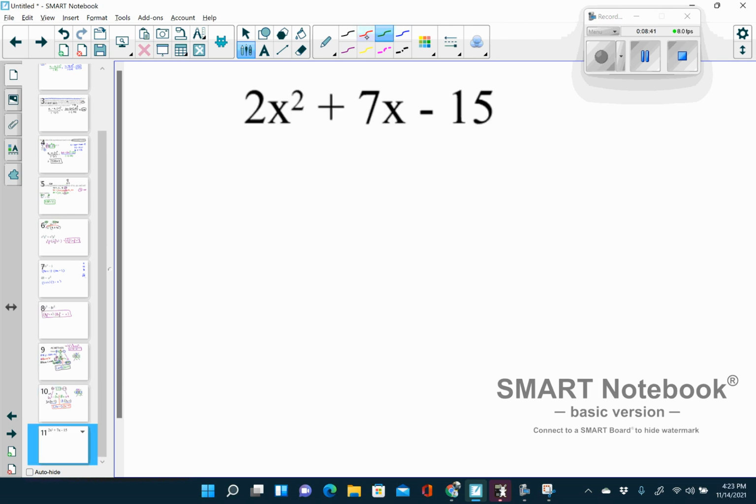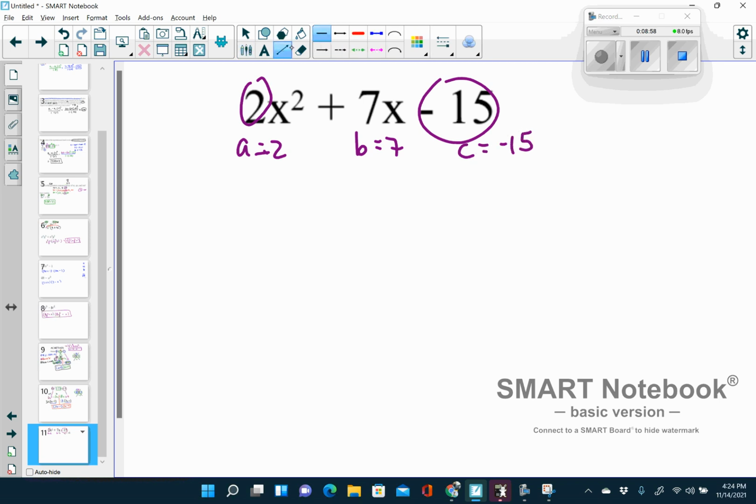Okay, one more, just to make sure that we're really good. So again, this is the AC method, so A times C. In this case, my A is 2, my C is negative 15. It might help to write A equals 2, B equals 7, and C equals negative 15. I know students that have done that always get this right.